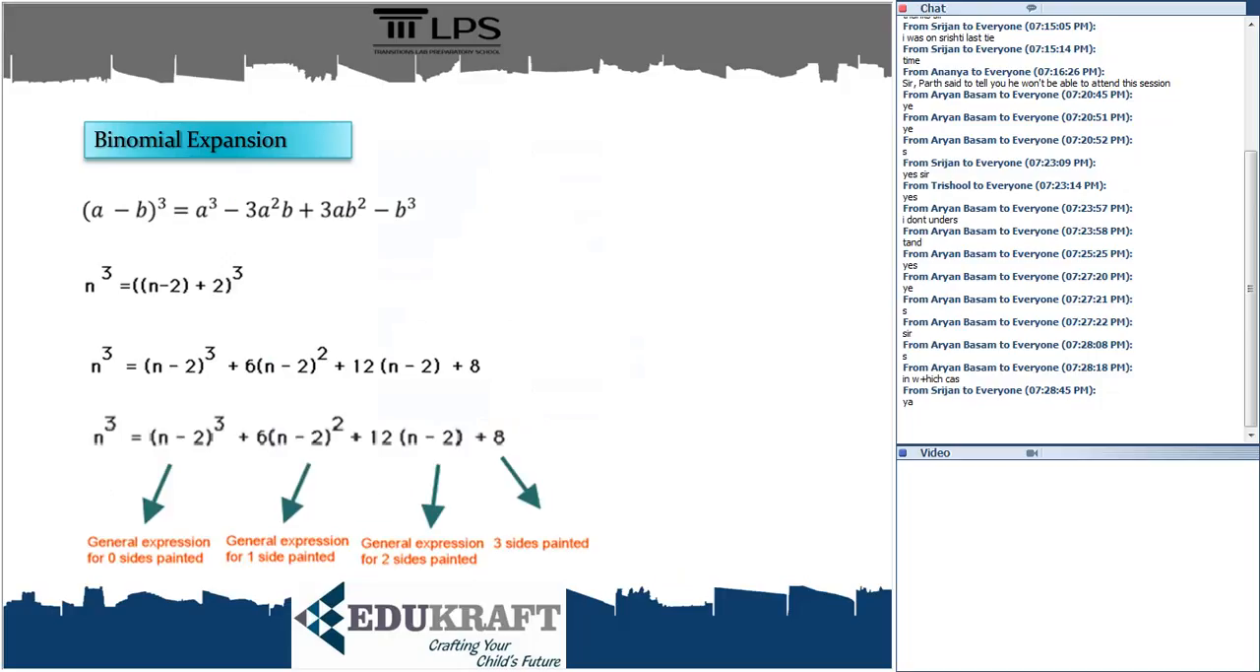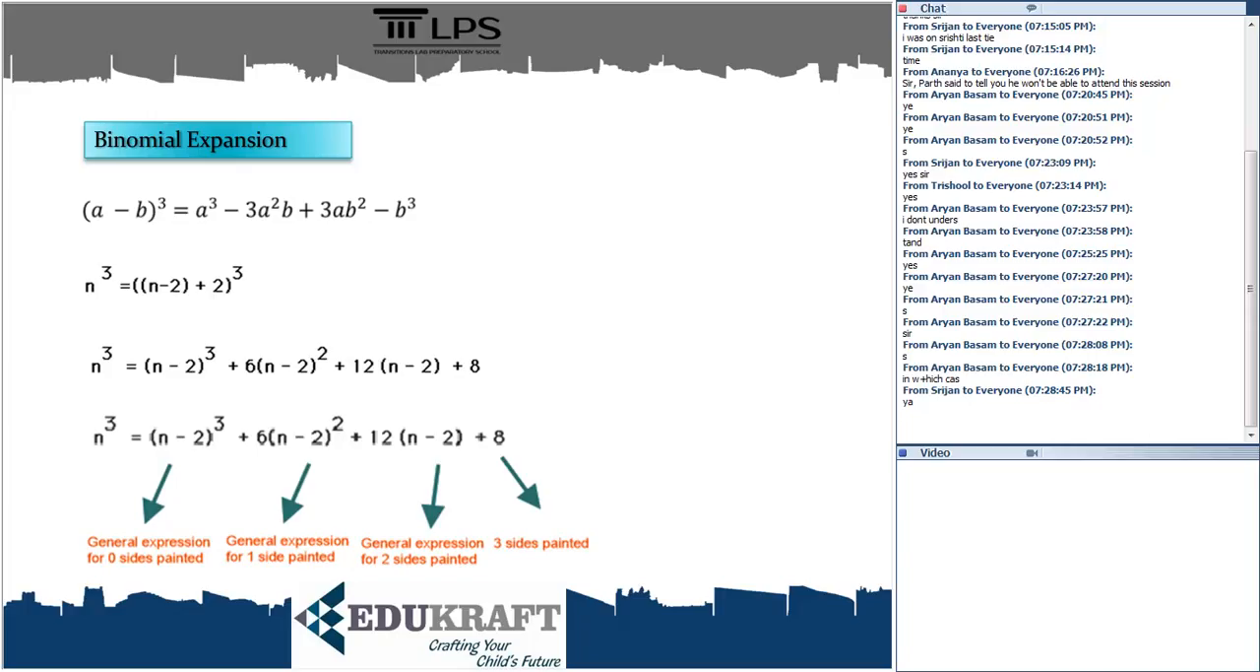Okay, and what you will observe is that when I expand the right hand side of n cube, which is n minus 2 plus 2 the whole cube, using the binomial expansion, I will get n minus 2 the whole cube plus 6 times n minus 2 square plus 12 times n minus 2 plus 8. And therefore n cube can be written as n minus 2 the whole cube, which is nothing but the general expression for 0 sides of the cube painted, plus 6 n minus 2 the whole square, which was the general expression for one side painted, 12 n minus 2 was the general expression for two sides painted, and 8 was always the answer for all three sides of the cube painted.